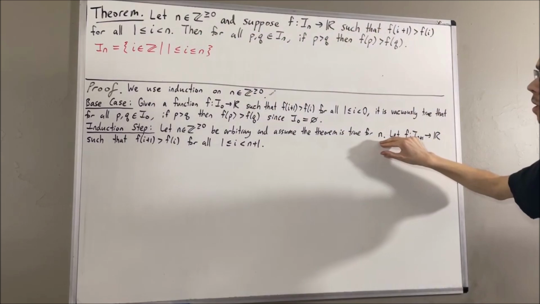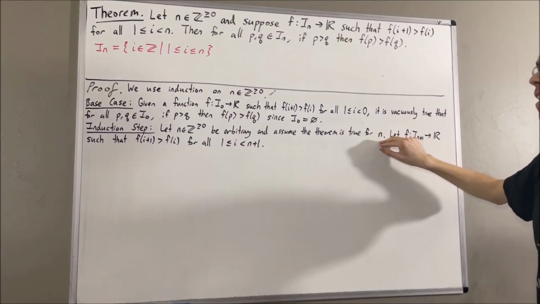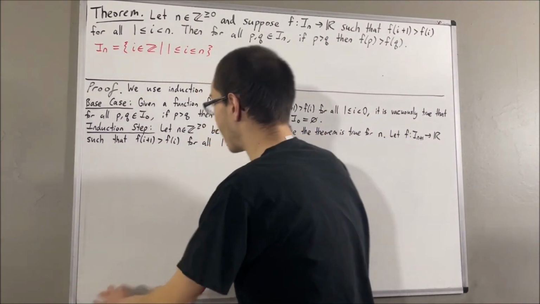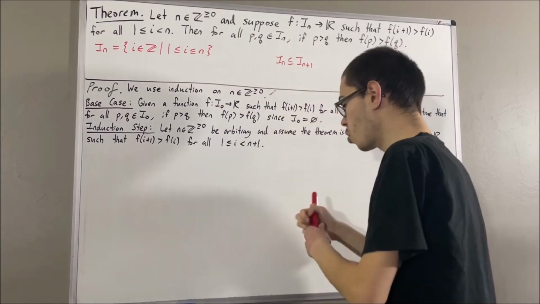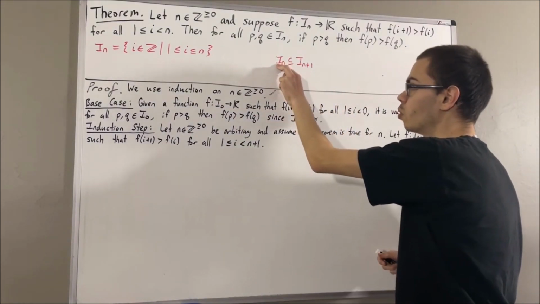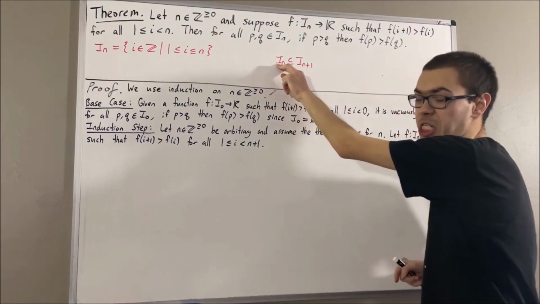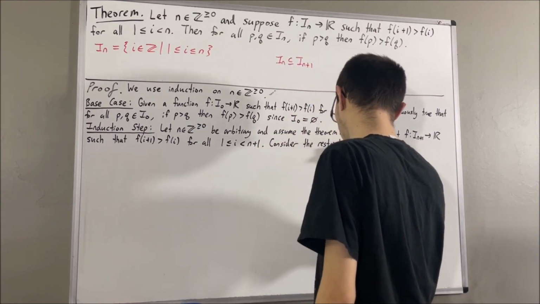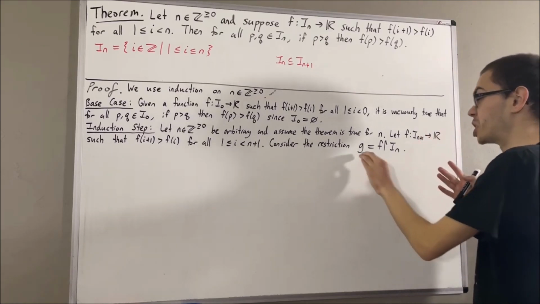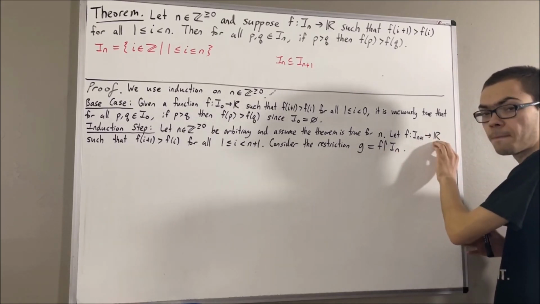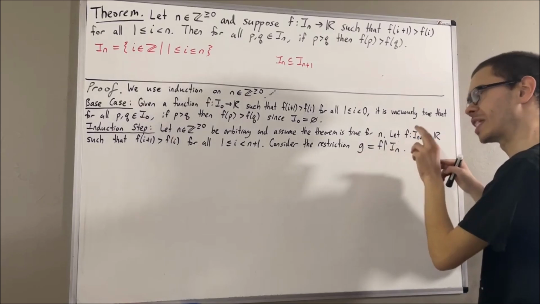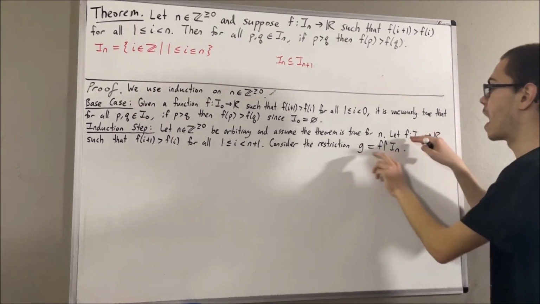Now, to use the fact that the theorem is true for n, let's notice I_n is a subset of I_{n+1}. So if we consider the restriction of our function f to the domain I_n, let's call that restriction the function g. Then by definition of the restriction of a function, we have that g is a function from I_n to R, and the output values of f and g are the same. So for all integers x in I_n, f(x) is equal to g(x).